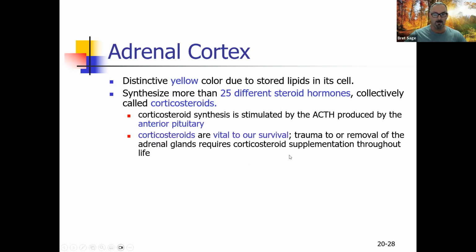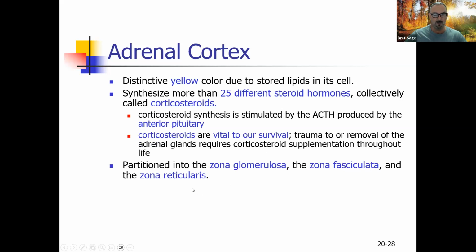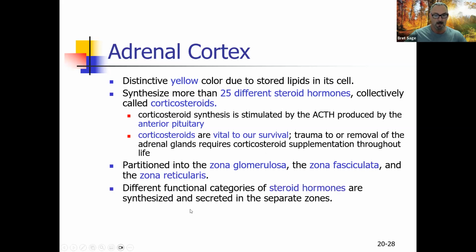Corticosteroids are vital to our survival. With trauma or removal of the adrenal glands, you require corticosteroid supplementation throughout life. The cortex is partitioned into the zona glomerulosa, the zona fasciculata, and the zona reticularis. Different functional categories of steroid hormones are synthesized and secreted in the separate zones. They regulate salt, sugar, and sex. I'll put the exclamation.